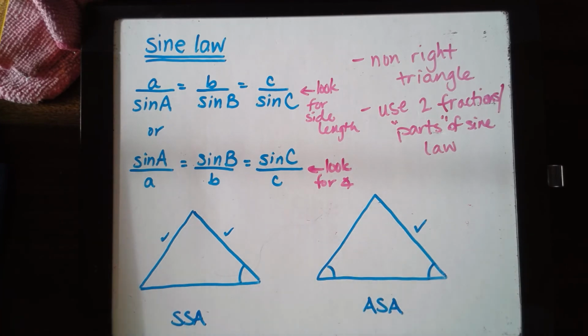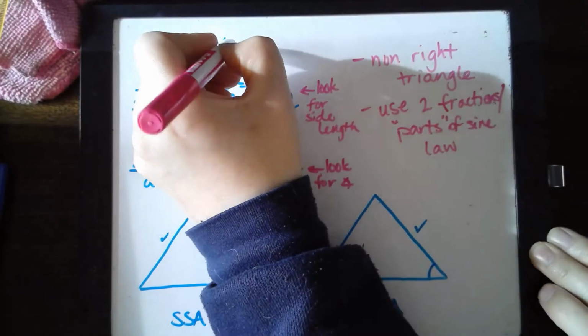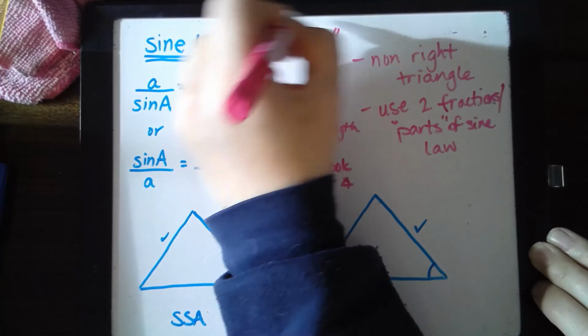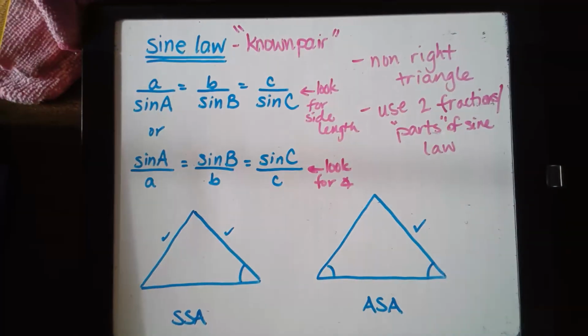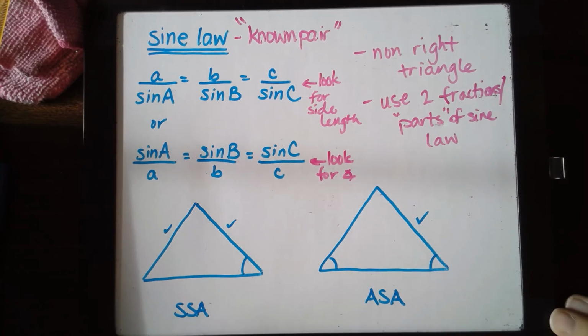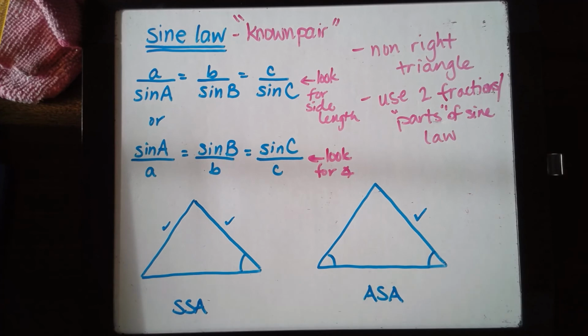But what I do want you to see also is we use Sine Law when we have what I call a known pair. That's just shortcut for saying that we have an angle size and we know the length of the side opposite that angle. I just call that a known pair. A couple of other resources like to label triangles according to the kinds of information that we get. So if you Google this or look at other people's videos, you might see that Sine Law works for SSA triangles and ASA triangles.